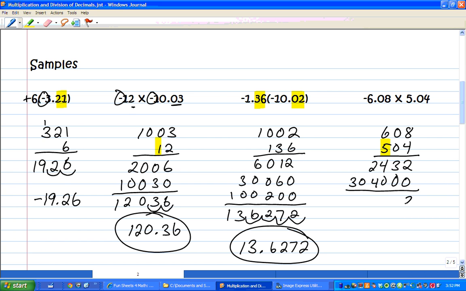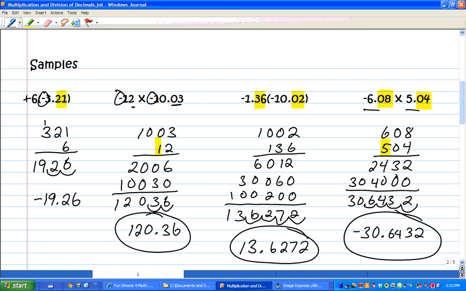I add these up, 2, 3, 4, 6, 0, 3. And then I count the digits to the right of the decimal. I got 2 here and 2 here for a total of 4. Move it over 4 places. I have 30.6432. And then I have 1 that's negative. This one's negative. This one's positive. Signs are different. The answer is negative. Cool! Let's move on, shall we?